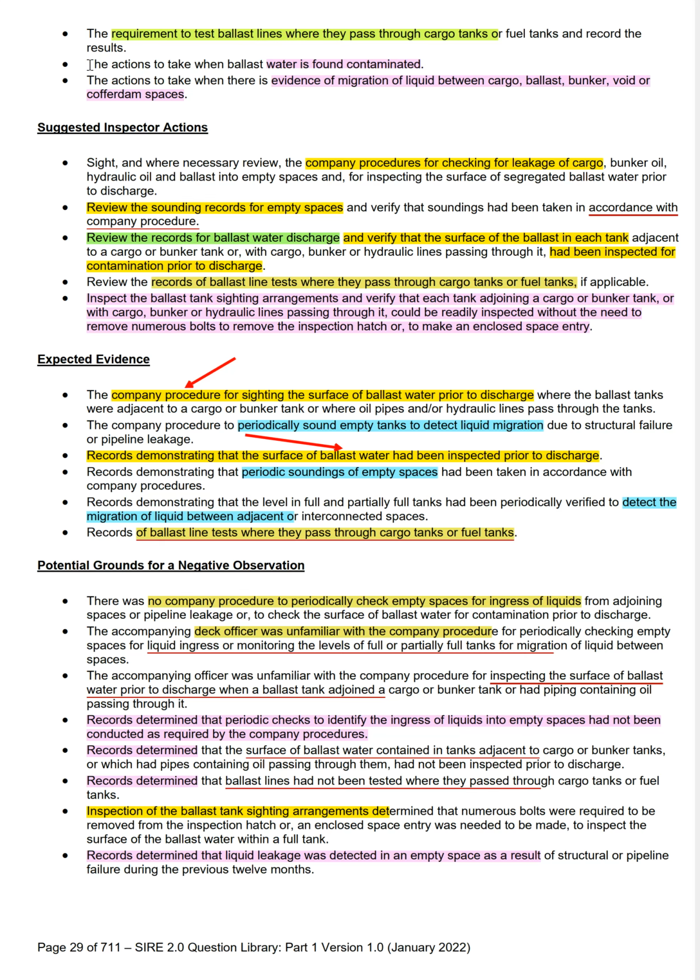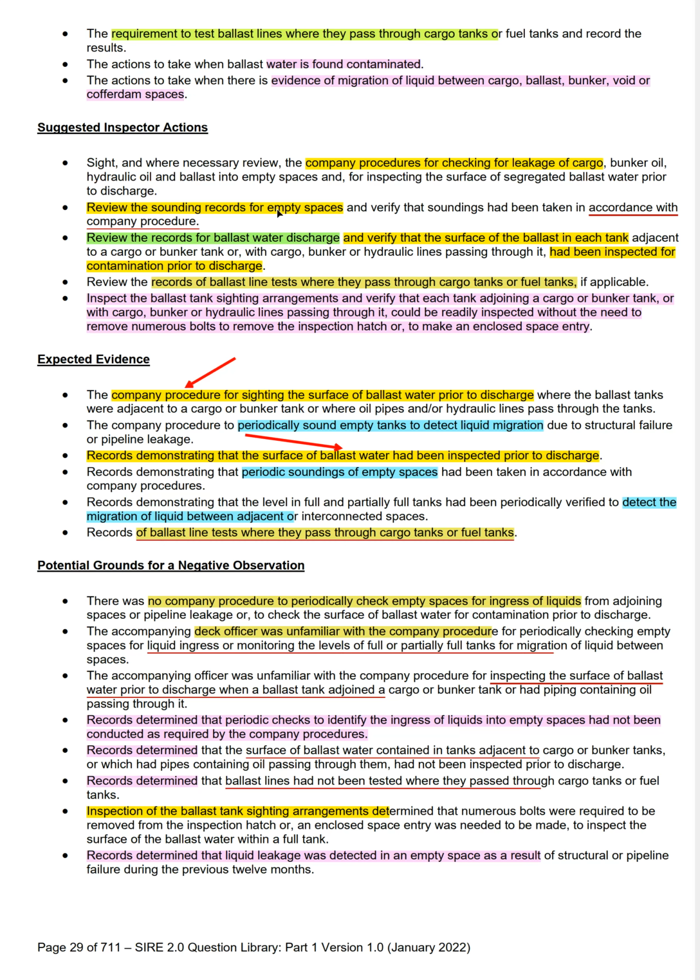Procedures should also state the actions to be taken when the ballast water is found contaminated, and actions to be taken when there is evidence of migration of liquid between the cargo and ballast tanks, bunker, void or cofferdam spaces. So now the inspector will cite and review the company procedures for the same. In case of any cargo leakage, what are the company procedures?